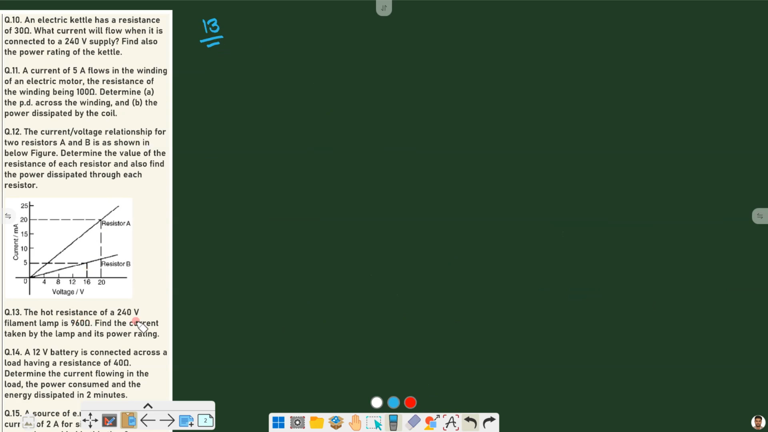A hot resistance of 240 volts filament lamp. So resistance is given, potential is given. We have to find out current. So we can use V is equal to IR. V is 240, I we don't know, R is 960. So I is 240 by 960. It will be 1 by 4 ampere.